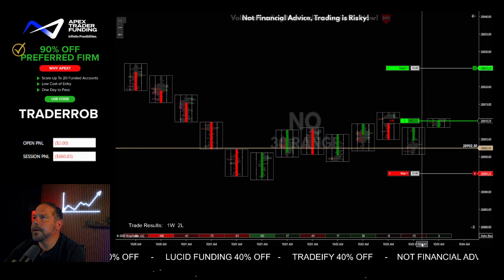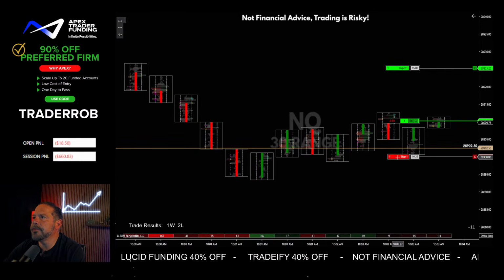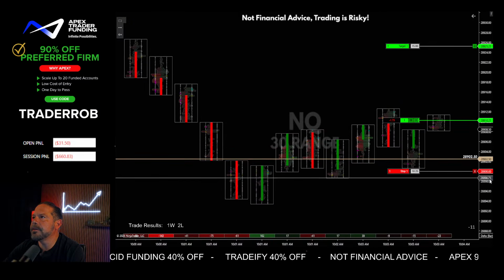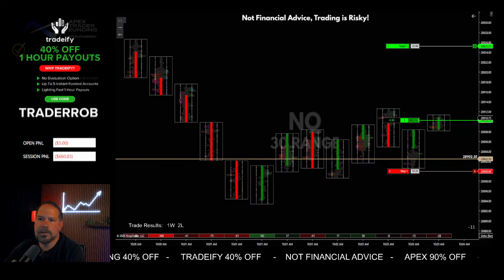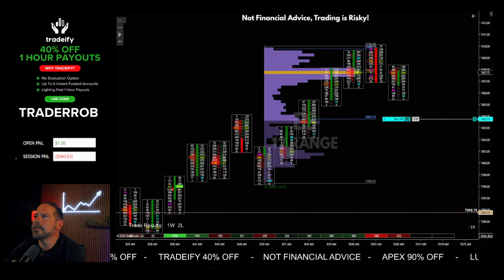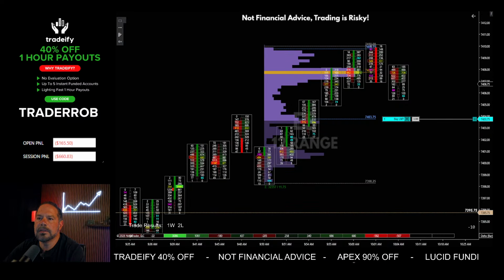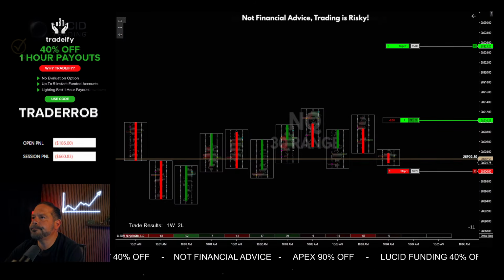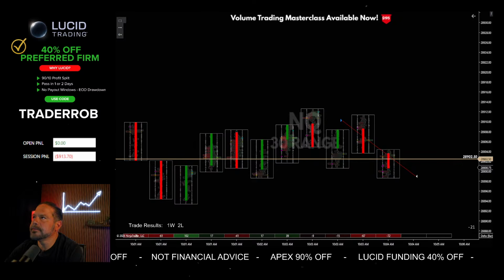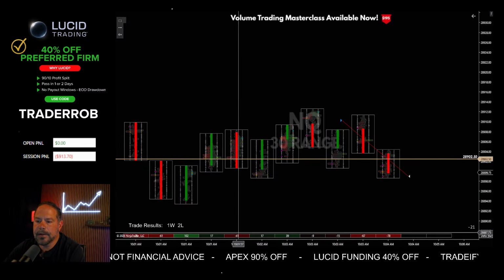I'm going to take a little stab long here. Again, just another footprint confirmation there. 10 points of risk. Let's see if we can get a little continuation play. Let's take a look at the ES. This is still kind of sitting right above the point of control. All right, I tried the retest there, and that one did not work out.